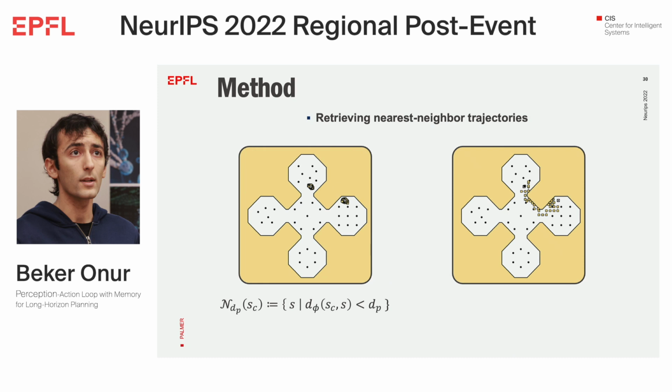We can also use these representations to retrieve nearest neighbor trajectories. To do this, we search our dataset for the highest reward trajectory segment that connects the neighborhood of the start state and the neighborhood of the goal state.